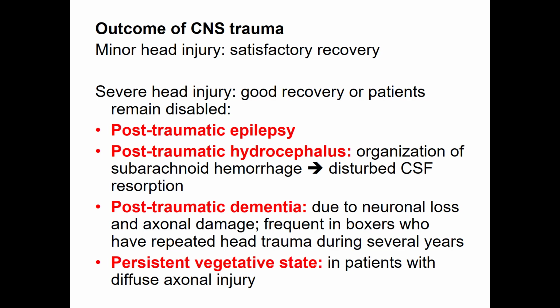So what can be the outcome of CNS trauma? In minor head injury, usually there is a satisfactory recovery. It can be a full recovery, but there could be some late consequences of even repetitive, relatively minor head injury, as we are going to discuss later. If the head injury is severe, the recovery can be good, but there is a chance that the patients remain disabled. And these are the typical complications which may ensue.